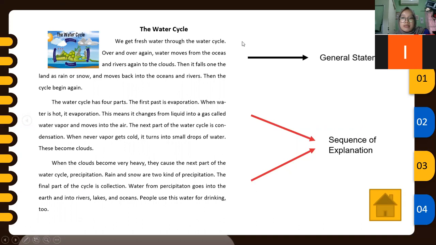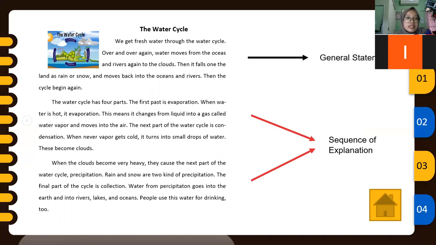In the first paragraph, this is the general statement. And the second and third paragraph, this is the sequence. They are the sequence of explanation, okay, students? Because the second and the third paragraph explain about part of the water cycle. Any questions, students?